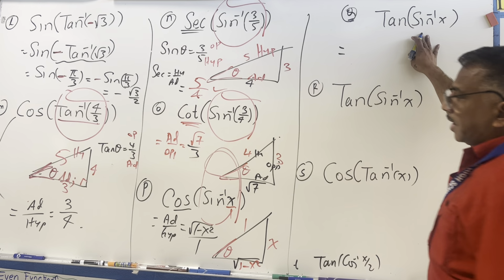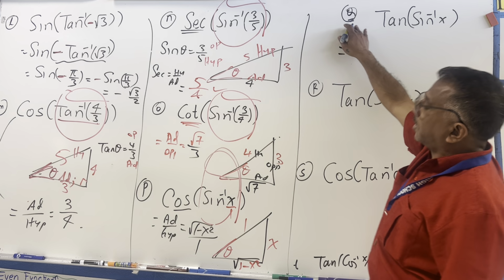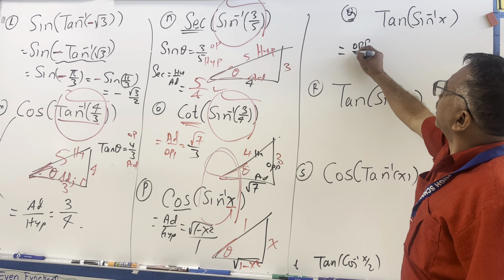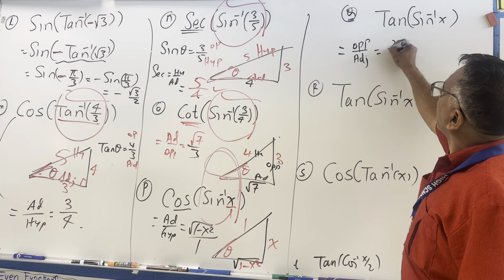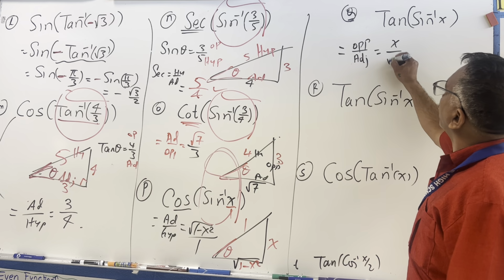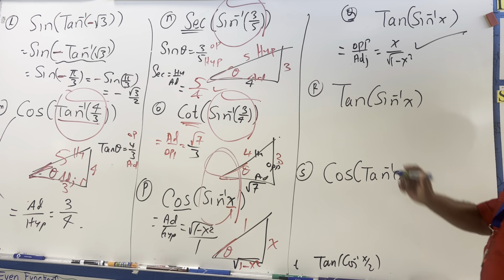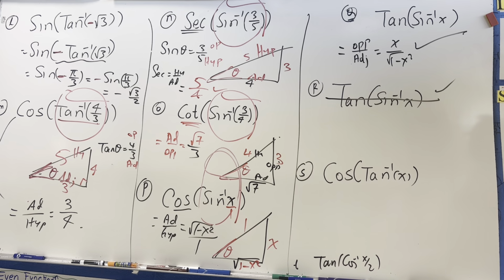In this example, again the same idea, sine inverse, but they are asking you tan. This question and this question are the same. The only thing is tan is opposite over adjacent. So here the opposite is x, and the adjacent is square root of 1 minus x squared. There you go, done. The next one, again, I think I repeated this. This is the same thing. Go to the next part.